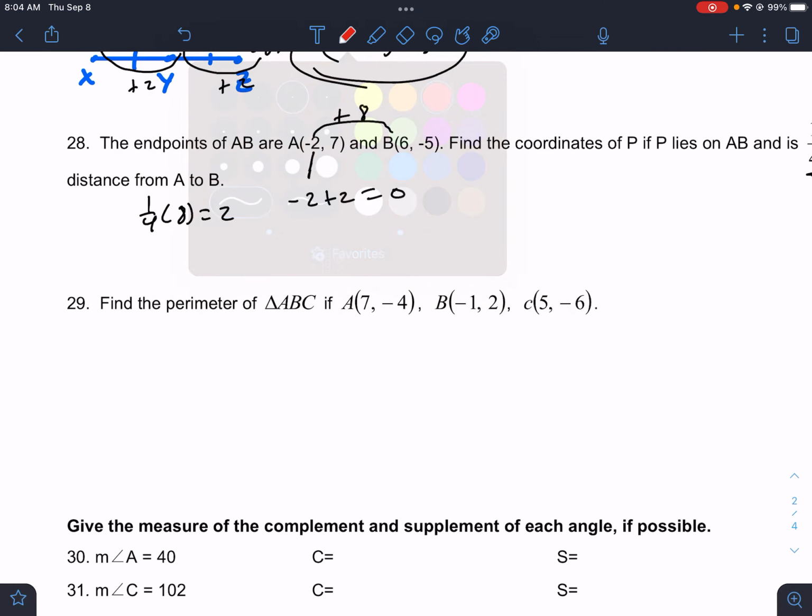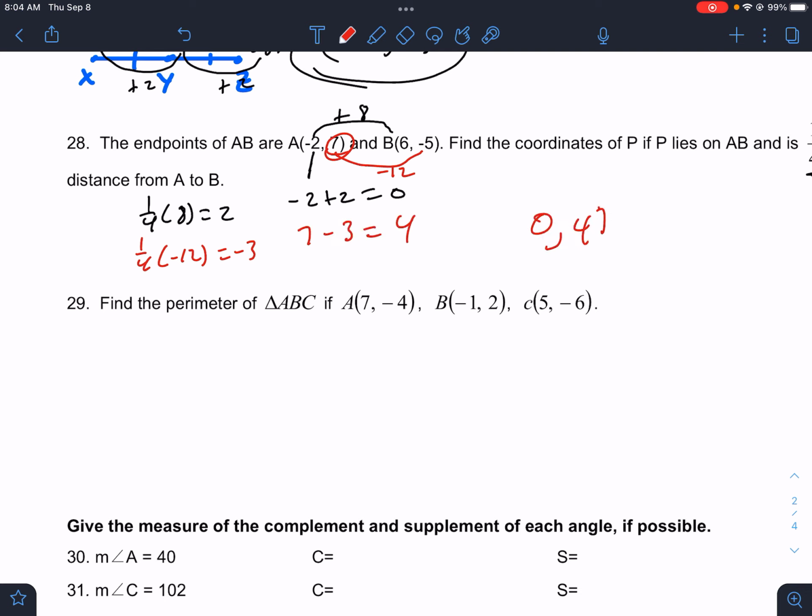Then I'm going to do the same thing with the y values. 7 to -5, that's -12. So that's going to be 1/4 of -12. That's going to be -3. So I'm going to start at 7, and I'm going to do -3. That's going to land me at 4. My answer is 0, 4. Boom.